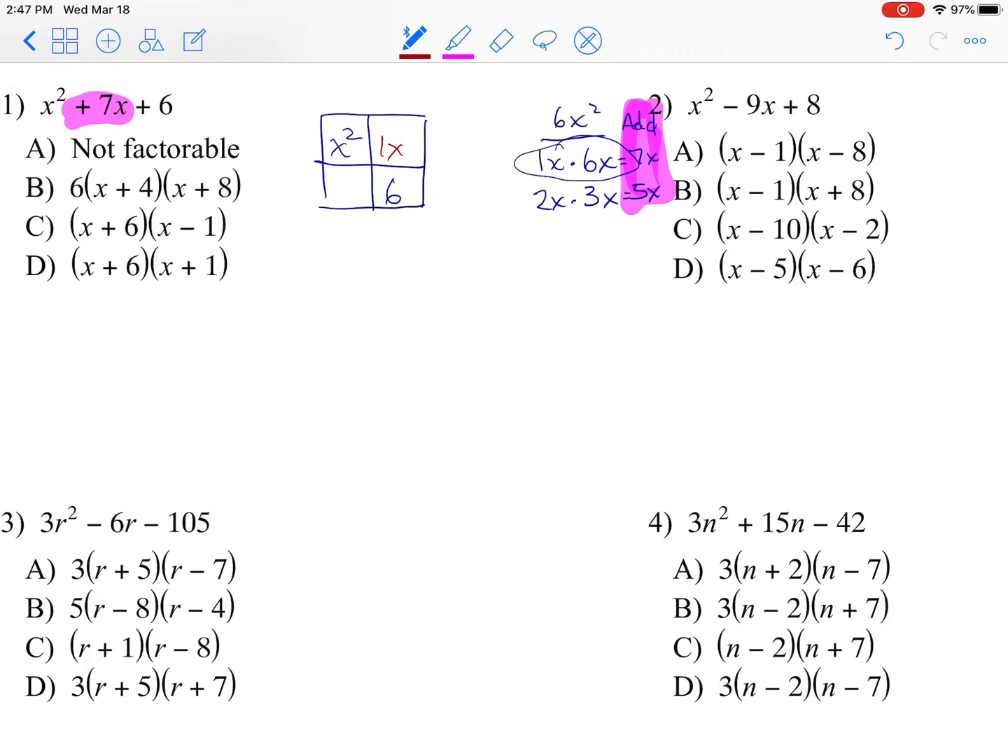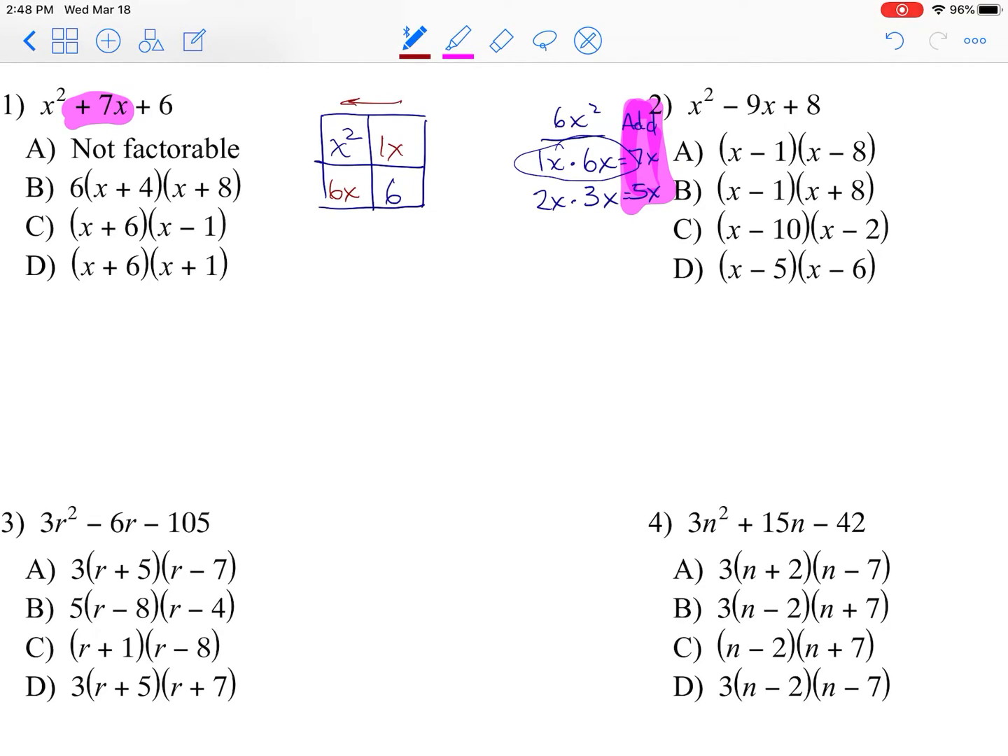The 1x and the 6x can flip-flop spots. They don't have to be in the spot that we have there. You could have put the 6x where I have the 1x and vice versa. After we complete the box, we go from left to right in each of the rows and find the greatest common factor, and we put the answer on the left-hand side.